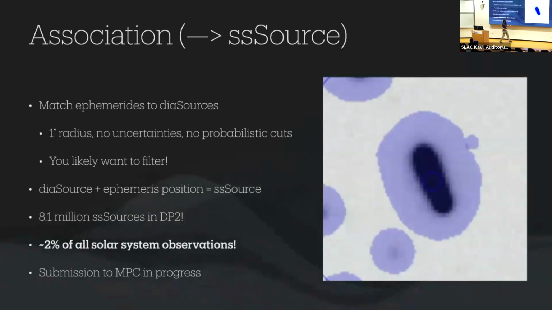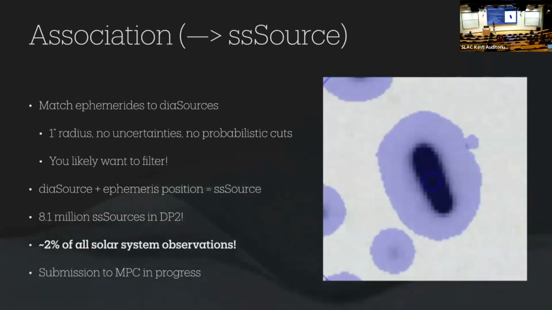Here is one known fast-moving NEO. I think that's 1999 MN or something. It is a streak-looking thing, but the Rubin pipelines very happily make a DIA source whose center lies right at the center of that streak. We've got a 1 arcsecond circle around the ephemeris position of this asteroid drawn on there. And because those two match, an SS source is created. This is the orbit information from the ephemeris that goes along with the observed difference image source from the image.